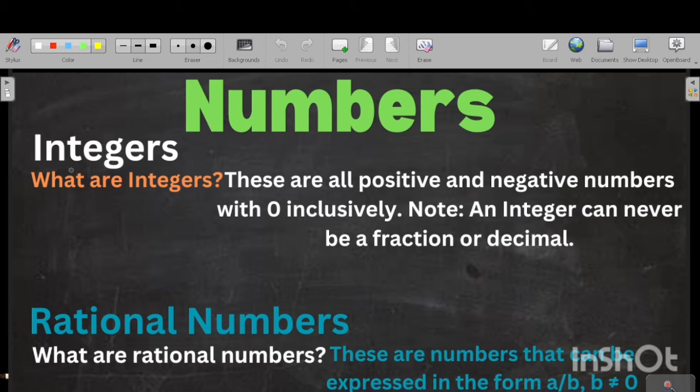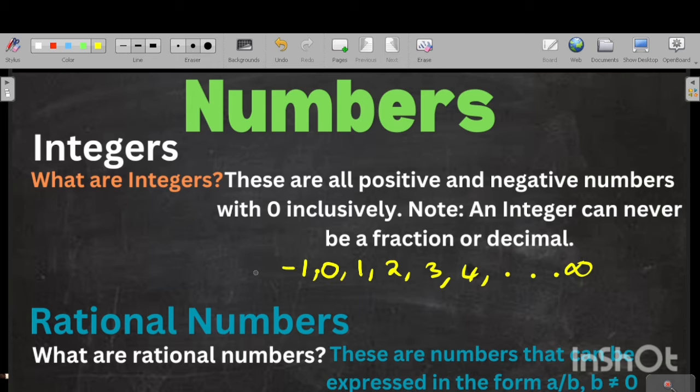The next type of numbers we're going to look at are integers. What are integers? It is very important for you to know that integers are all positive and negative numbers, with 0 inclusive. So 0 is in the middle, and then whole numbers, we said, begin from 0. So we have 0, 1, 2, 3, 4, up to infinite. Now for integers, you also include the negative numbers on the left.